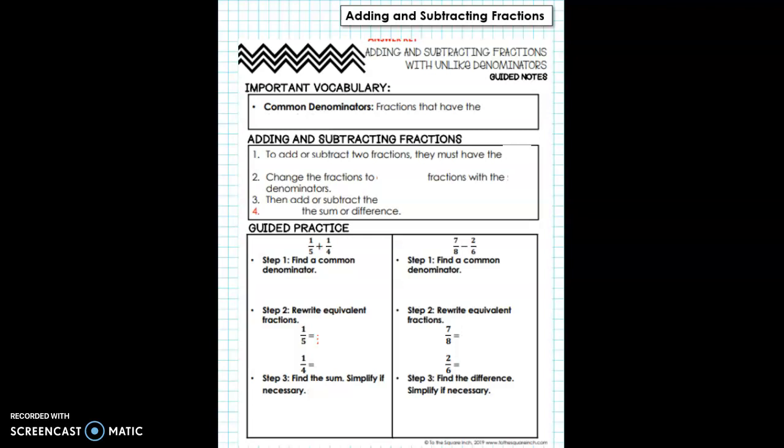Important vocabulary is common denominators. These are fractions that have the same denominator. We use multiplication and division to change fractions by multiplying by a common factor so that they become the same denominator. To add or subtract two fractions, they must have the same denominator.